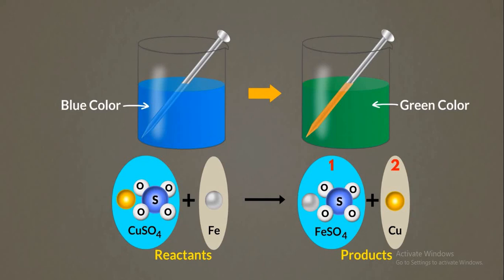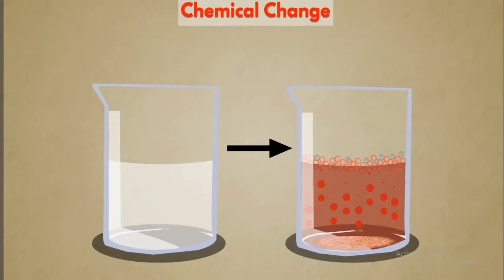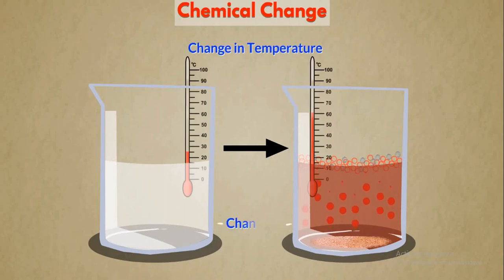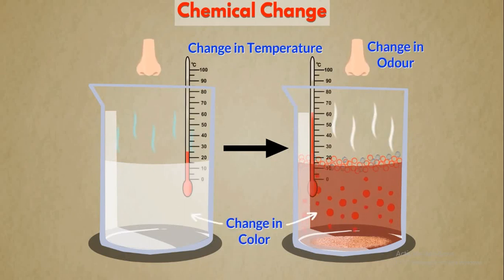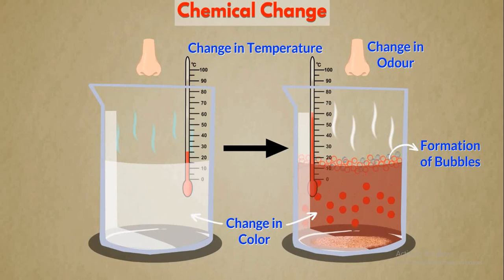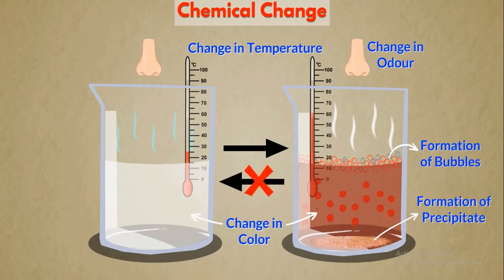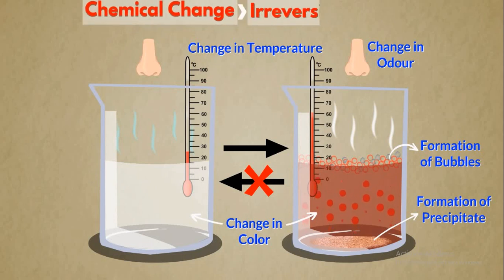In addition to change in composition, a chemical change may also involve change in temperature, color, odor, formation of bubbles, or formation of solid material, that is, precipitate. The change so happened is permanent and cannot be reversed. Thus, the chemical change is an irreversible change. Here we complete this topic.